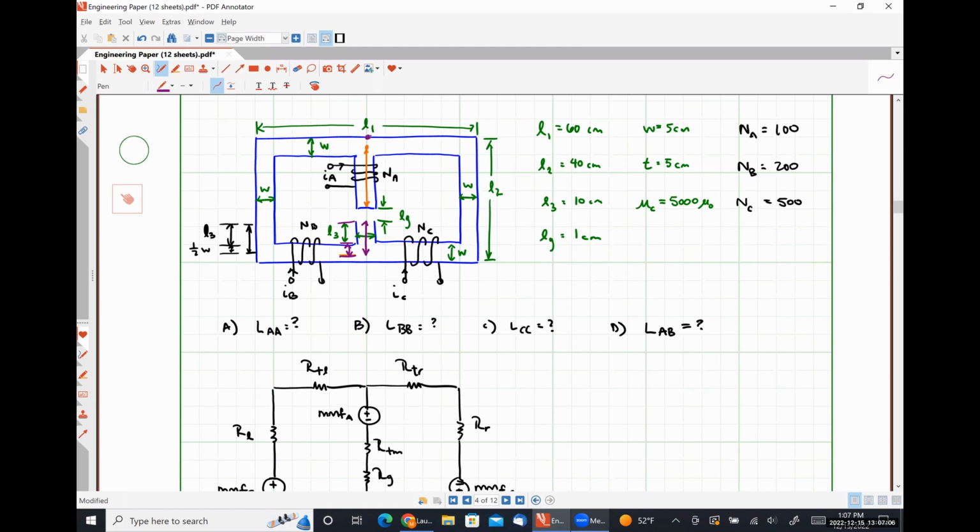So from here down to here is L2. Wait, oops. For RBM, we're just looking at this short length right here. So we are given the length of how far that little stub sticks up. That's L3. But the total length that the flux passes through along that path is all of that L3 plus half of a W. All right.